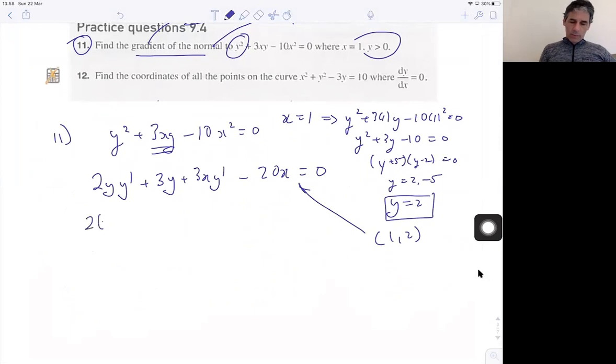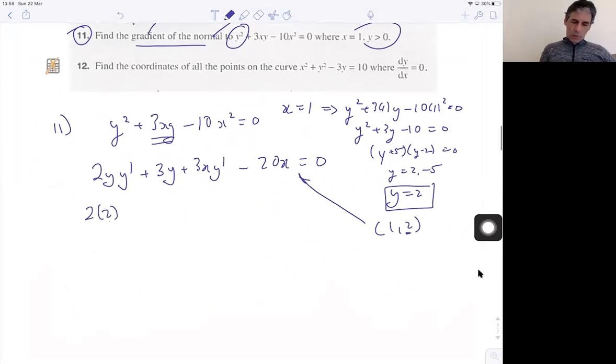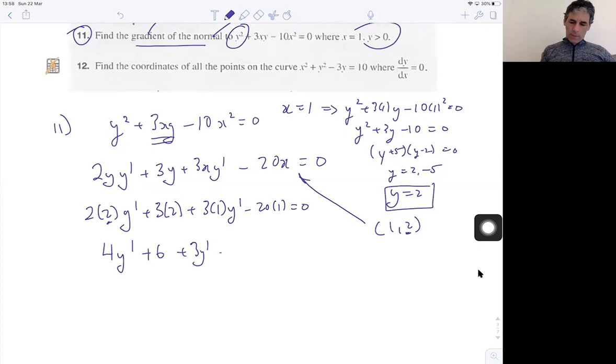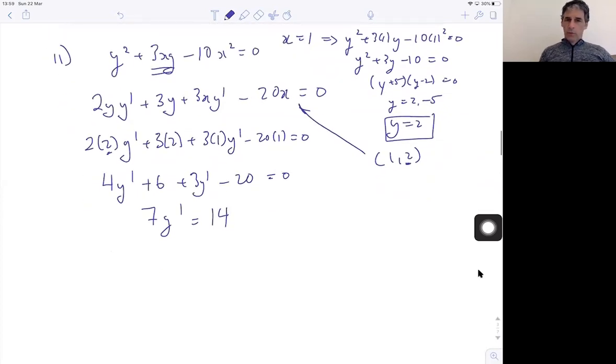So we have 2 times this y value of 2 times y prime, plus 3 times 2, minus 3 times 1 times y prime, minus 20 times 1 is 0. So 4y prime plus 6 minus 3y prime minus 20 is 0. So y prime minus 14 is 0, so y prime is 14 over 7. 6 minus 20 is negative 14, which becomes a positive 14 on the other side. So y prime is 2, okay?